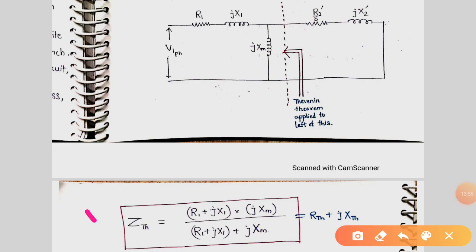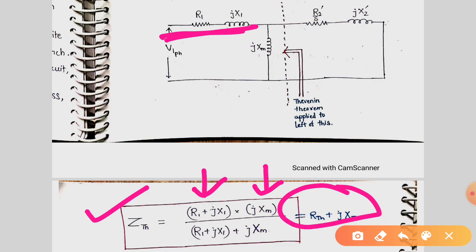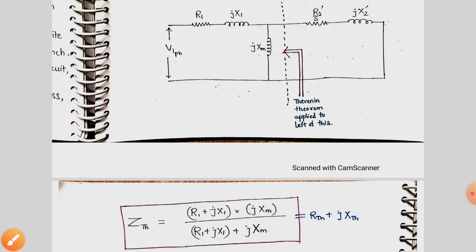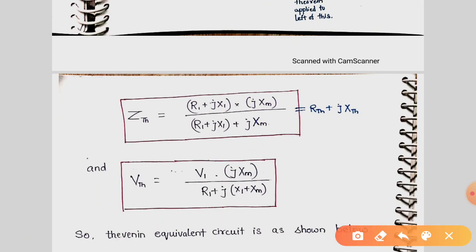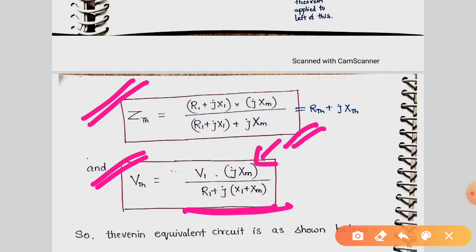So ZTH is nothing but R1 plus JX1 in parallel with JXM. This gives us RTH plus JXTH as the equivalent impedance, and VTH will be the voltage which appears across JXM. So V1 into JXM upon total reactance, that is R1 plus JX1 plus XM. This gives us VTH. These two formulas are very important for calculating different parameters. While applying Thevenin's theorem to the three-phase induction motor, you need to remember these two formulas.